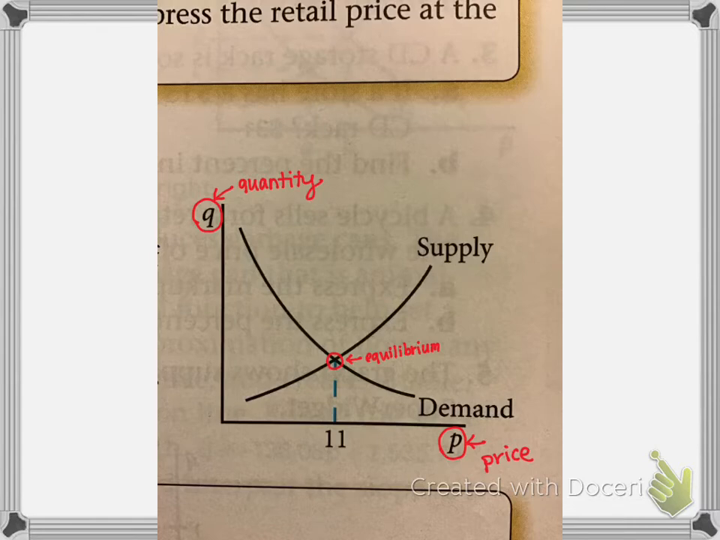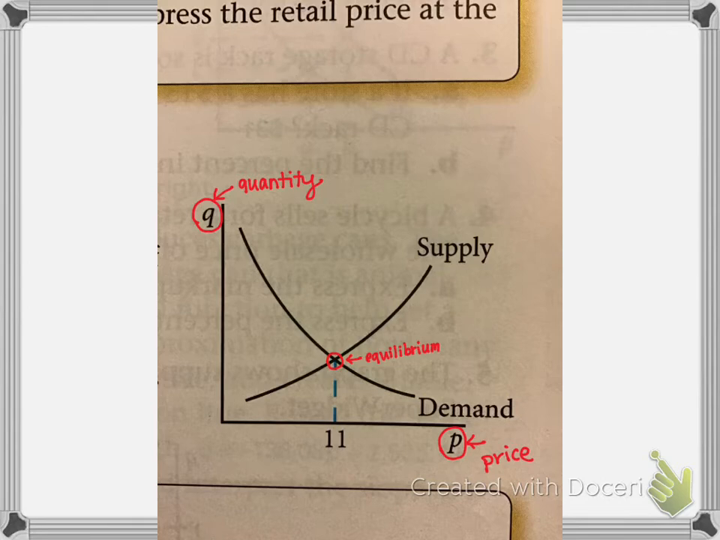So what we're going to be talking about is another aspect of business owners that they have to pay attention to, which is supply and demand. So supply basically means the amount of product that the business owners are willing to supply or create for customers. And then the demand is how much customers will demand or want the product.